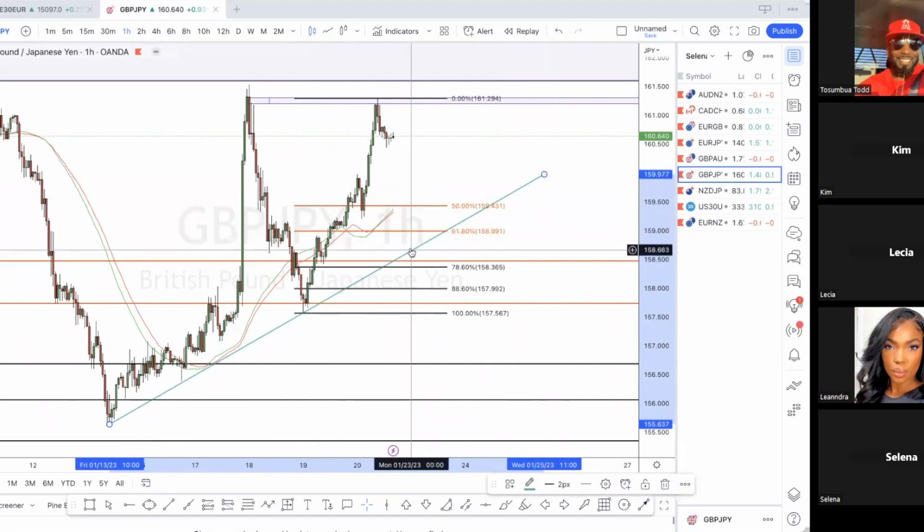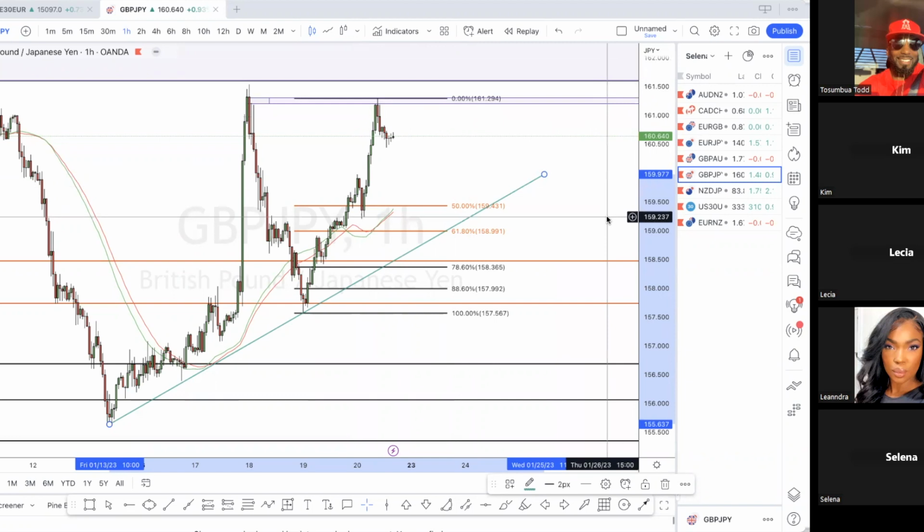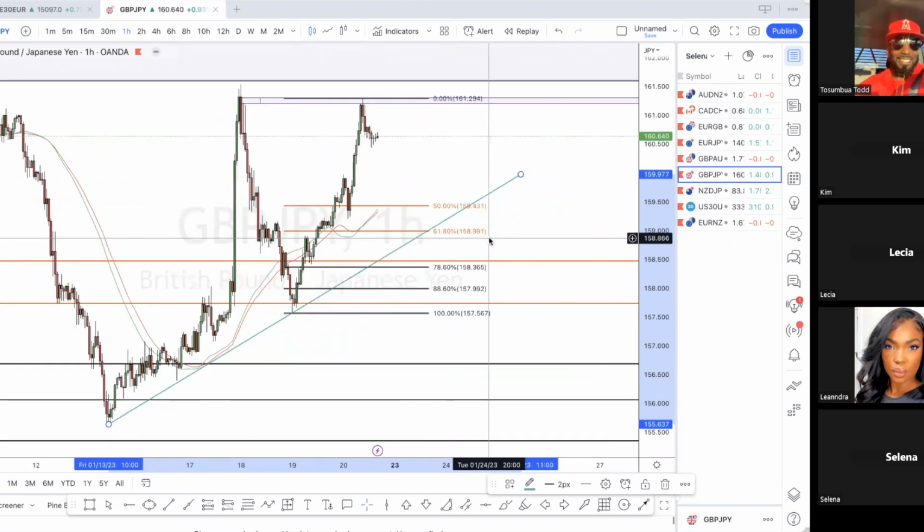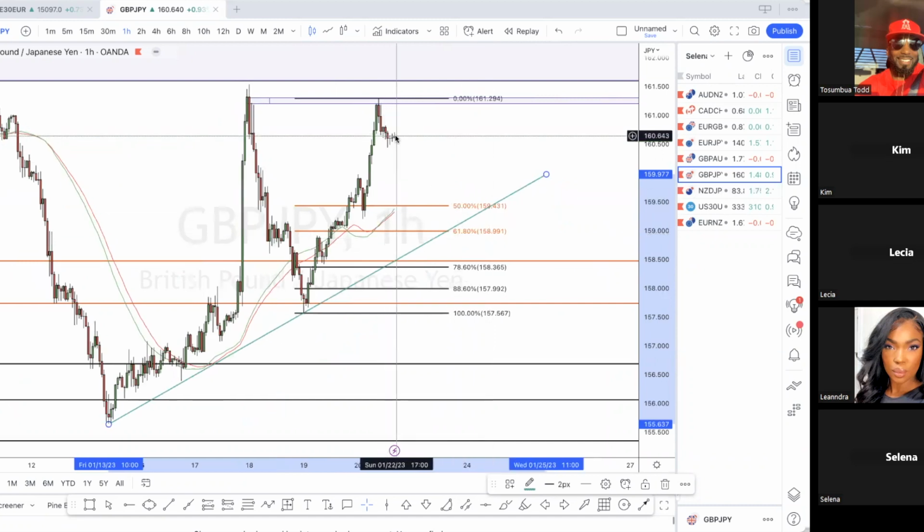Yeah, that's possible. So we're looking for a pullback for GJ. Well, I am in the sell. Yeah, I'll hold on to it. I won't set my TP. I'll remove my TP.